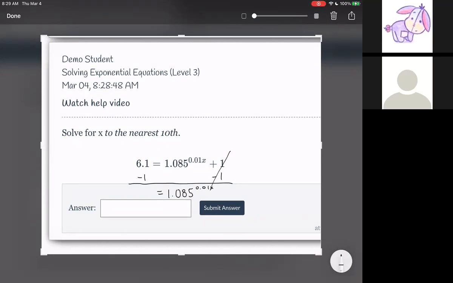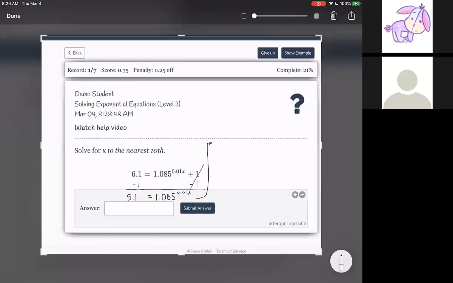And then on the other side is just 5.1. So notice it's a slightly different type of problem, but the idea is the same. Our first step is to get our exponential by itself. And in this case, we get the exponential by itself, not by dividing, but this time just by subtracting.